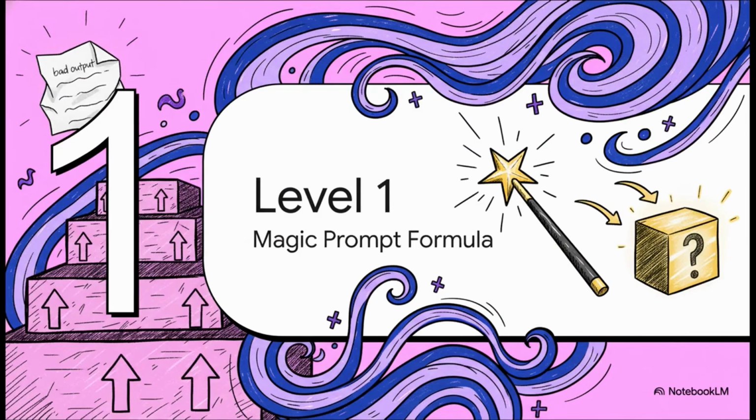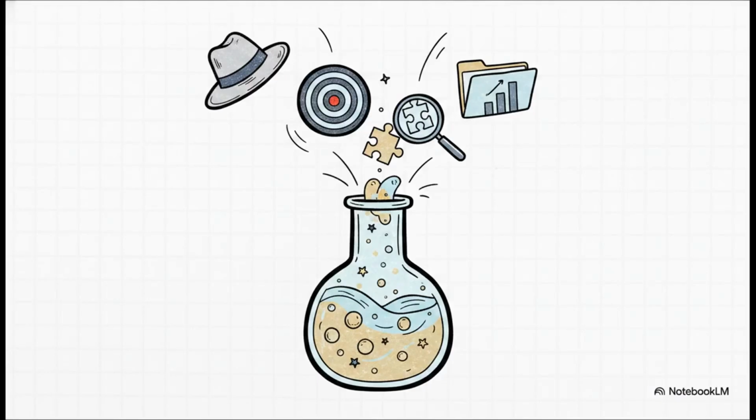Which brings us perfectly to level 1, the magic prompt formula. This formula right here is the absolute cure for those bad, generic AI outputs. Once you master this, I promise you, you'll never look at an empty chat box the same way again. It's built on 4 core pillars: role, objective, context, and data. By injecting these 4 specific elements into your request, you are exponentially increasing the background information the AI has to work with. You're giving it the exact boundaries, the personality, and the target it needs to actually be useful.